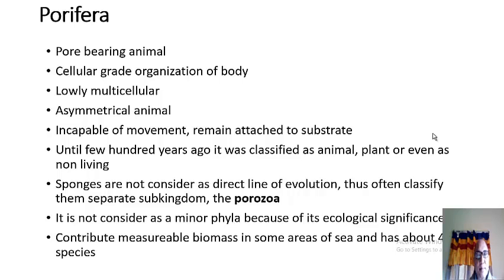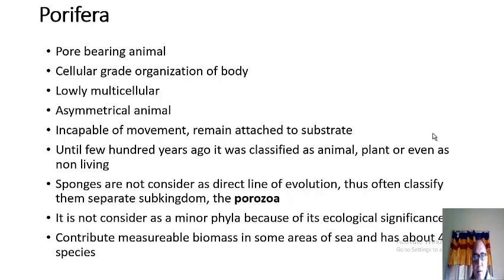The animal is asymmetric because it cannot be divided into equal halves. These animals are sedentary; they don't move. In fact, these animals were classified as plants until a few years back. However, today it is known that they are the most primitive animals. This group of animals is made up of many cells. However, they don't have true tissues.